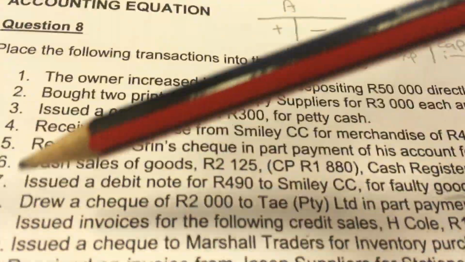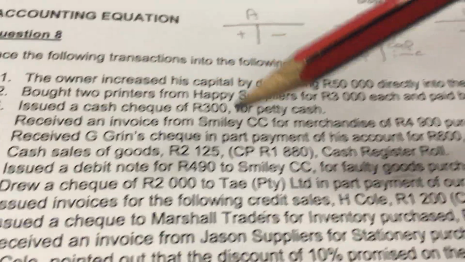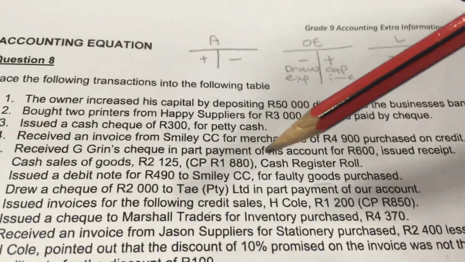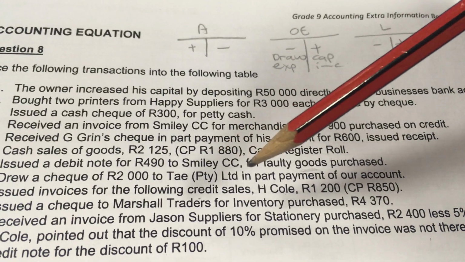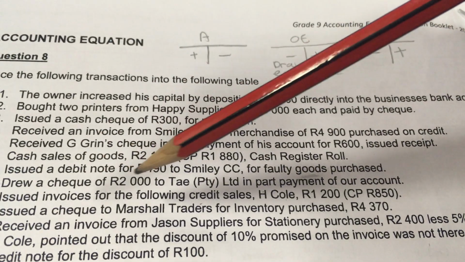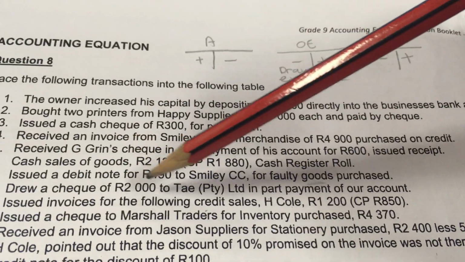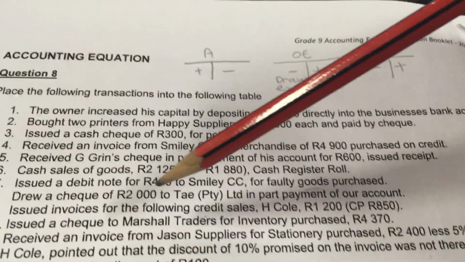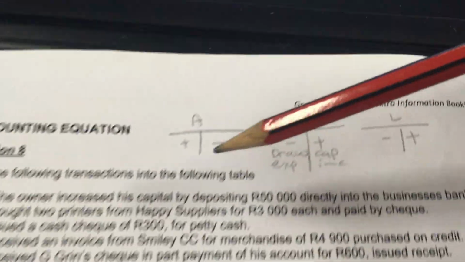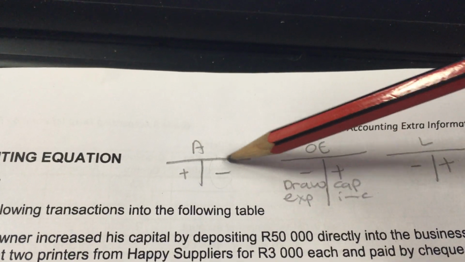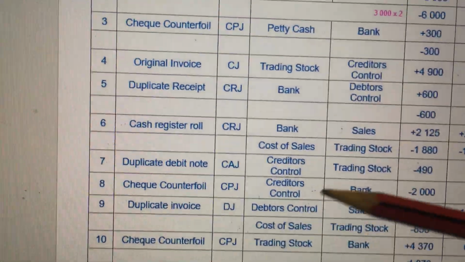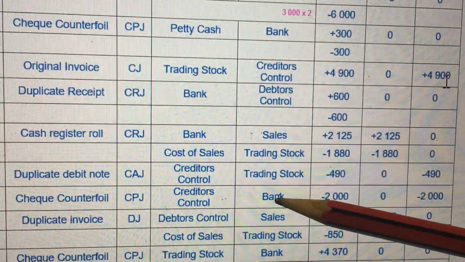Okay. Then, drew a check, 2,000 Rand, to Thai Pty Ltd in part payment of our account. So now we are paying a creditor. We are paying 2,000 Rand on our account. So that means we are involving bank because we're paying. So my bank account is decreasing.